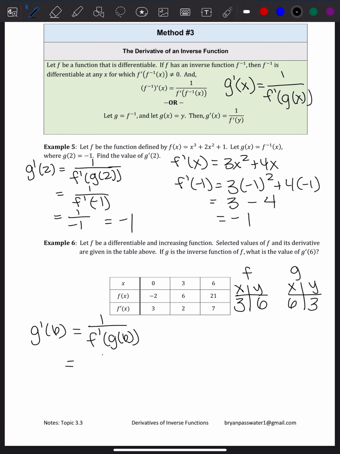So now I know g of 6 is 3, so I'm going to say 1 over f prime of 3. So now I can look at my other column. When x is 3, f prime is 2. So we have 1 over 2. Once we kind of know what to look for, it makes this a lot easier. Whenever we have inverses, I always draw these tables to kind of help us out.